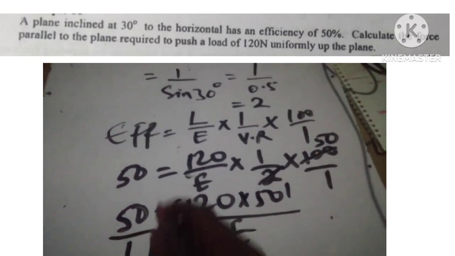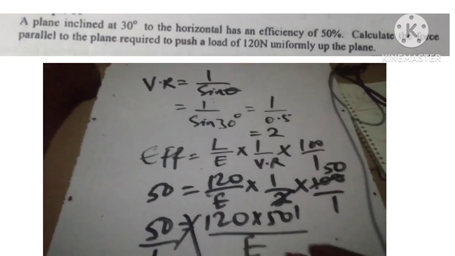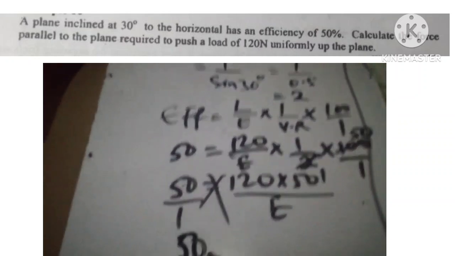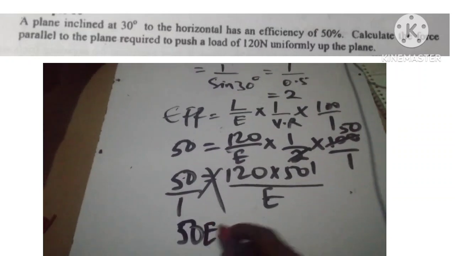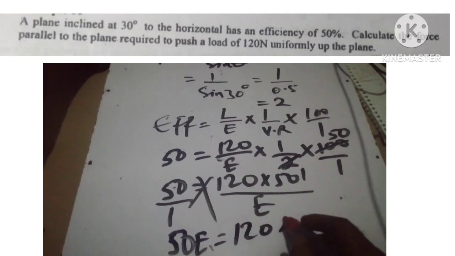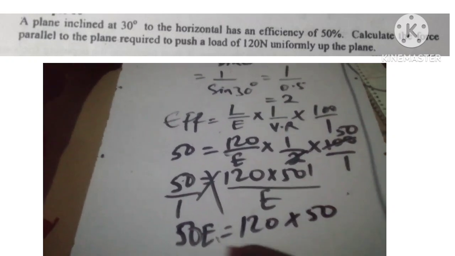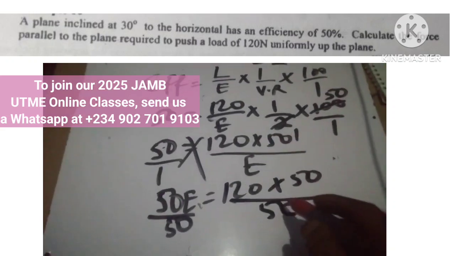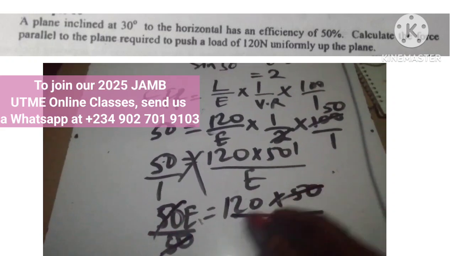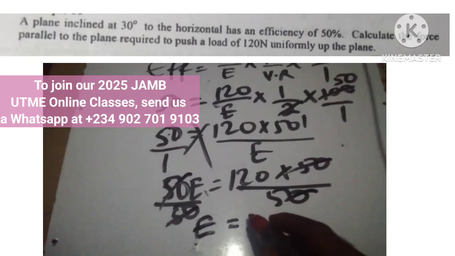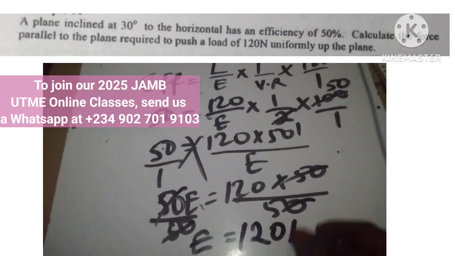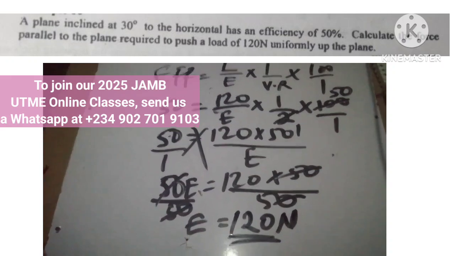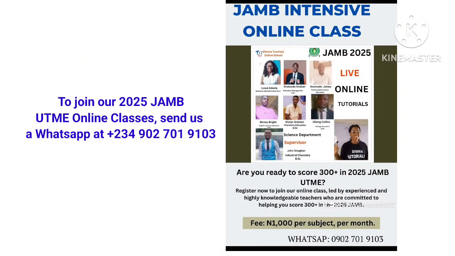You take over 1 and cross multiply. So when you take over 1 and cross multiply, this with that becomes 50E is equal to 120 times 50. So at this point, divide both sides by 50. So this we cancel, this we cancel. So your effort is equal to 120 newtons. Take note of this, it is very, very important. Take notes.